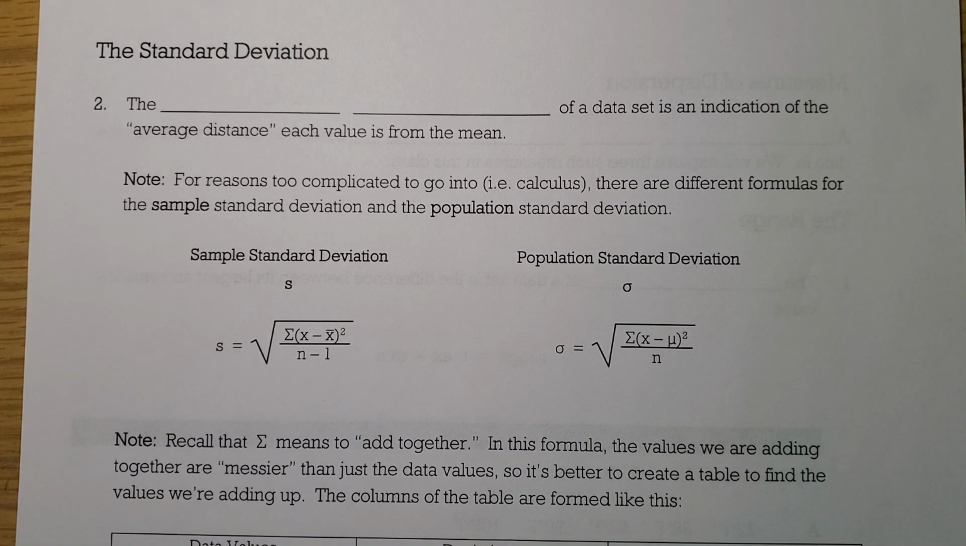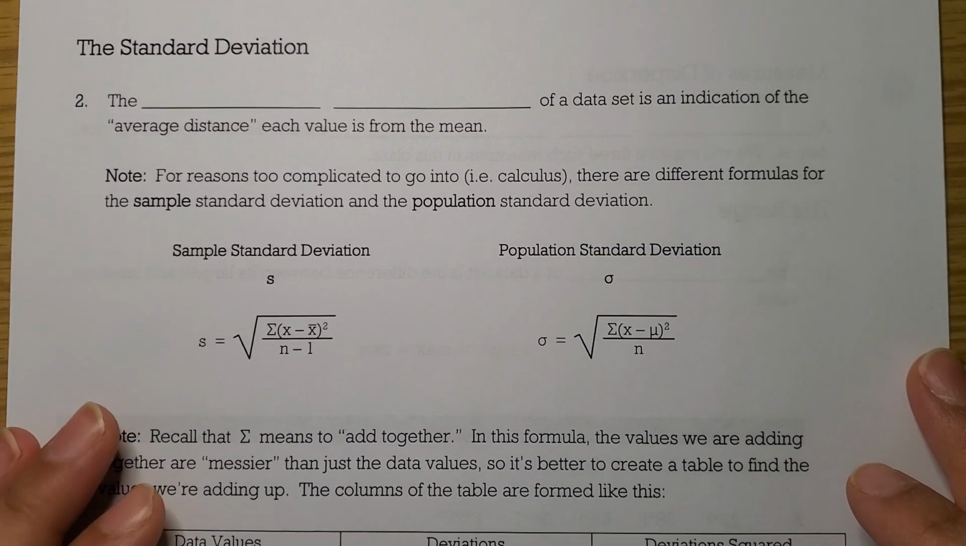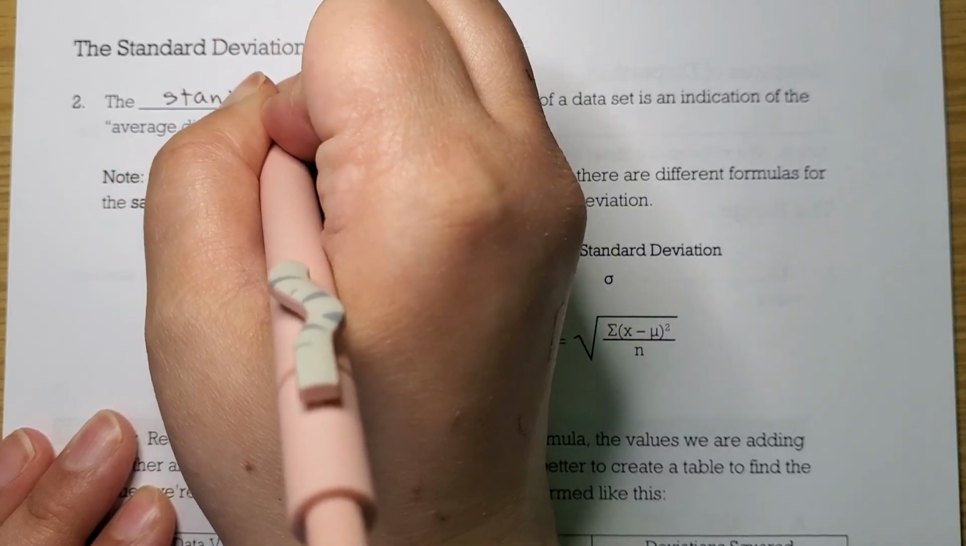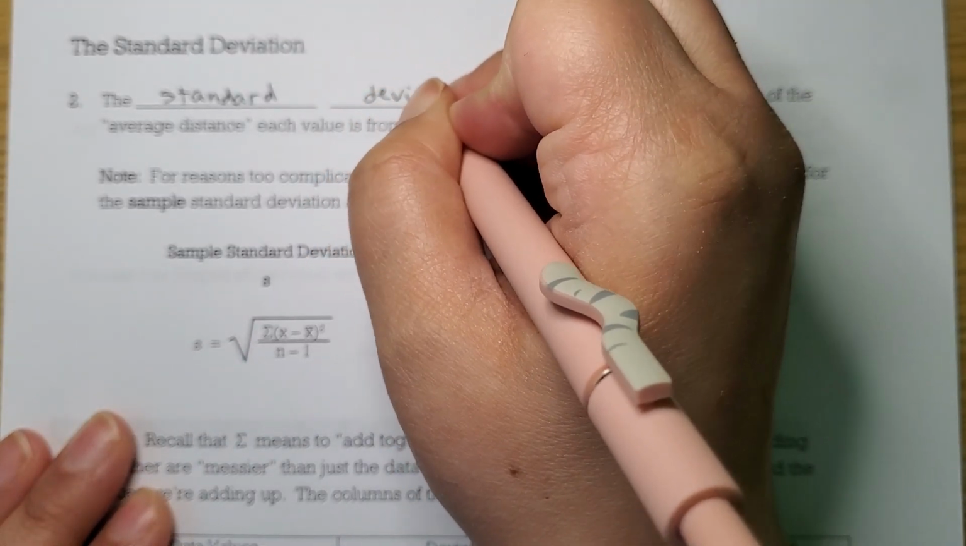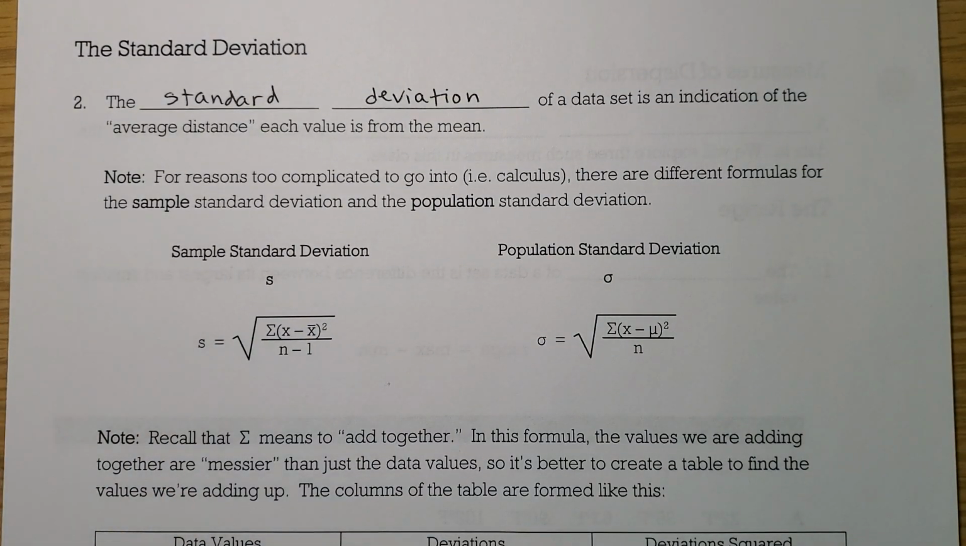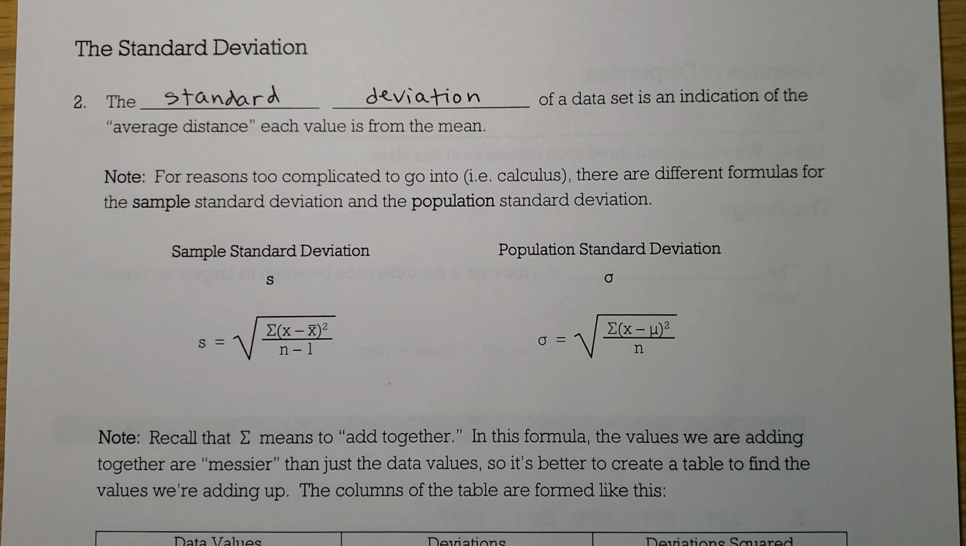So this is the second measure of center that we'll be discussing. To define it, I'm going to say that the standard deviation of a data set is an indication of the average distance each value is from the mean. If you want a bigger explanation, in the previous video I did a little example and talked about the origin stories of our standard deviation, where this formula comes from. So you can check out that video if you want.